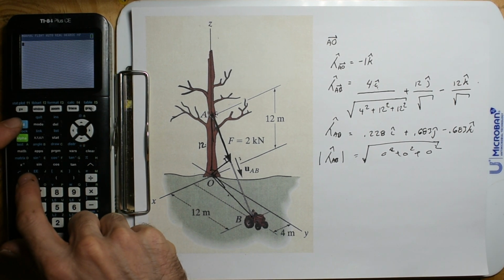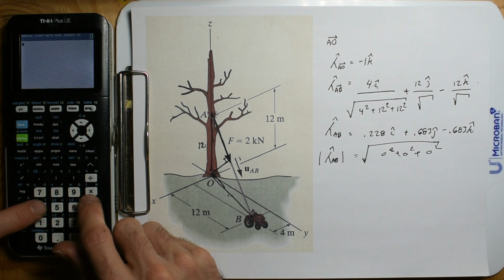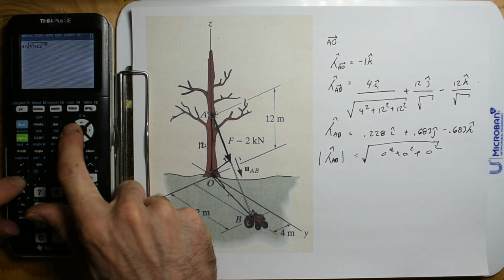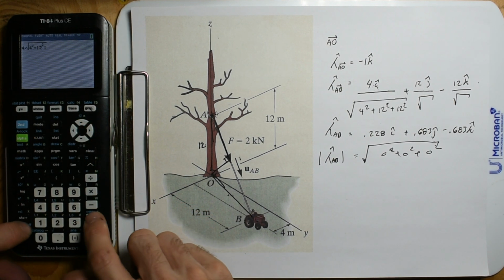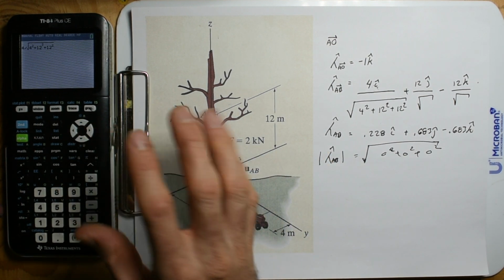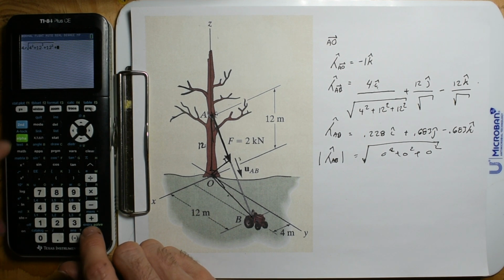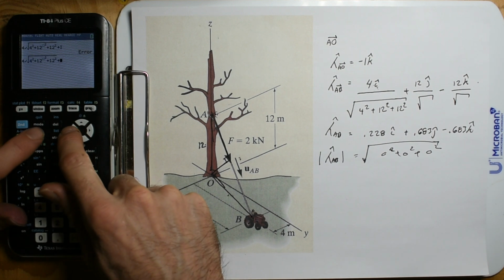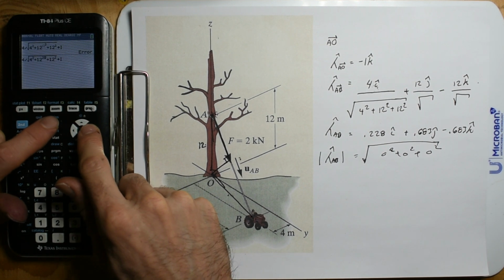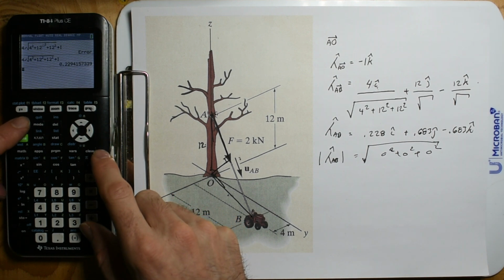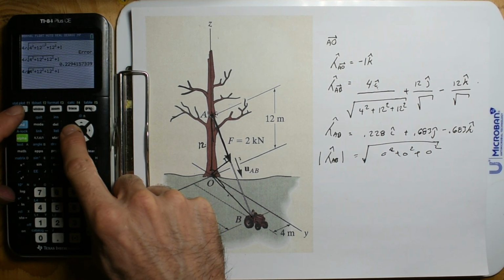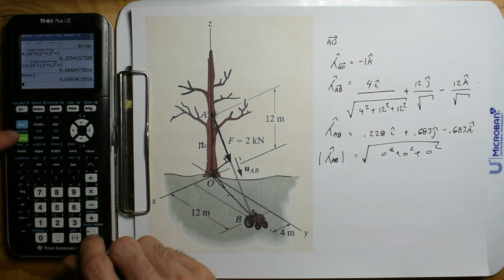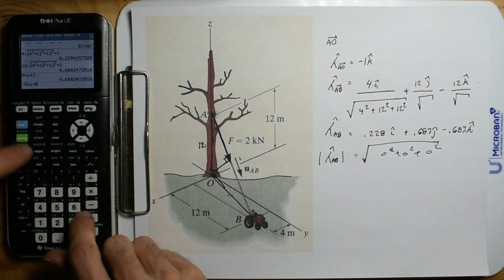Let's do 4 divided by the square root of 4 squared plus 12 squared. I don't know why I'm wasting my time on this, but we just didn't get 1. So I definitely want to do a little double check. I'm going to store this as alpha I, and then I'm going to go 12 and store that as alpha j. Then I'm going to go negative that answer, store that as alpha k.